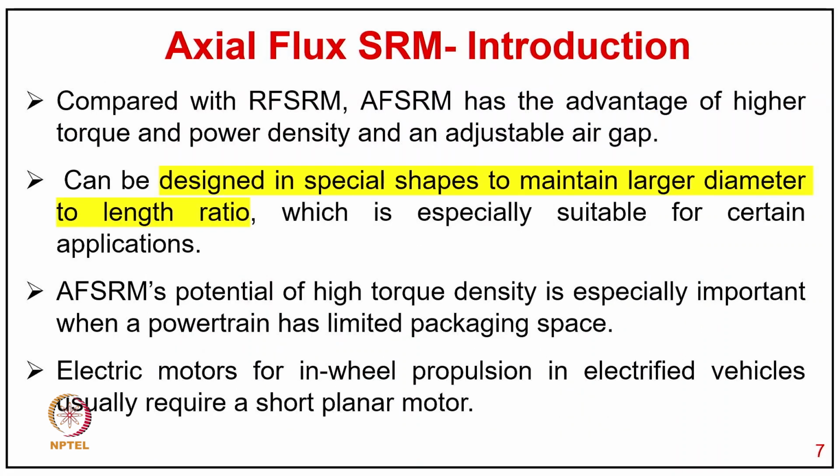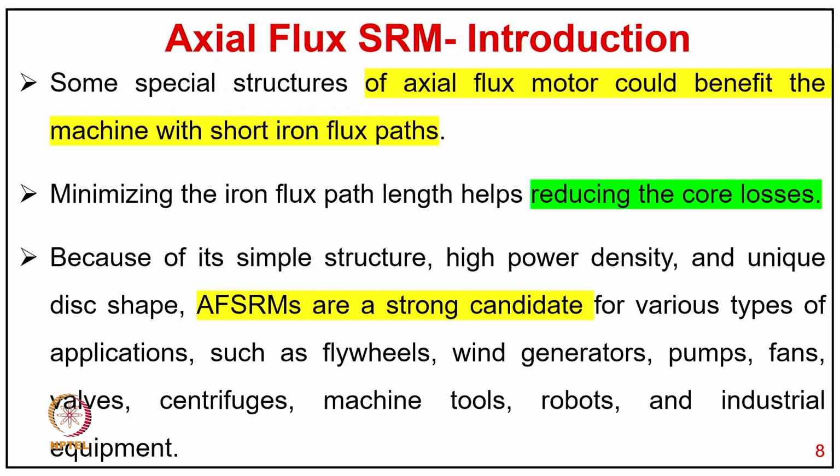Compared to the radial field reluctance motor, the axial field machine has the advantage of higher torque and power density and an adjustable air gap, and it can be designed in special shapes to maintain a larger diameter to length ratio, which is especially suitable for some applications. The potential of high torque density is especially important when the powertrain has limited packaging space, and electric motors for in-wheel propulsion in electrified vehicles usually require a short planar motor. Some special structures of axial flux motors benefit from a short iron flux path, and minimizing the iron flux path helps reduce core losses.